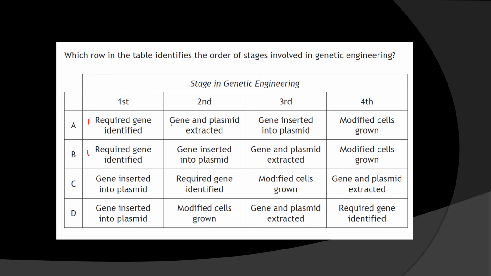It would be our gene and our plasmid extracted. And then for 3, is it our gene inserted into our plasmid, our gene and plasmid extracted, our modified cells grown? Well, we should know that it is our gene inserted into our plasmid, because our plasmid's cut open and our gene's inserted. And then for 4, is it modified cells grown? That would be our modified cells grown, so we can produce lots of our product. So the answer would be A.